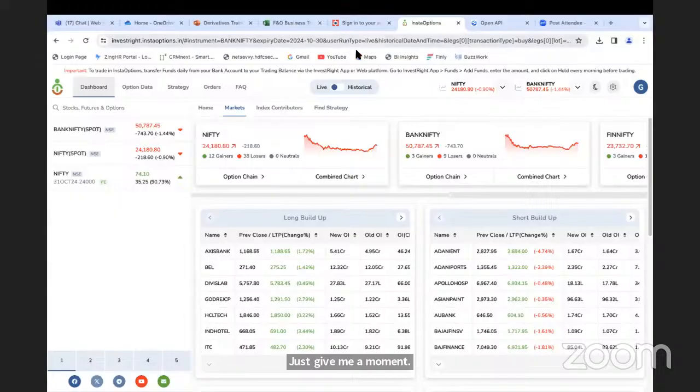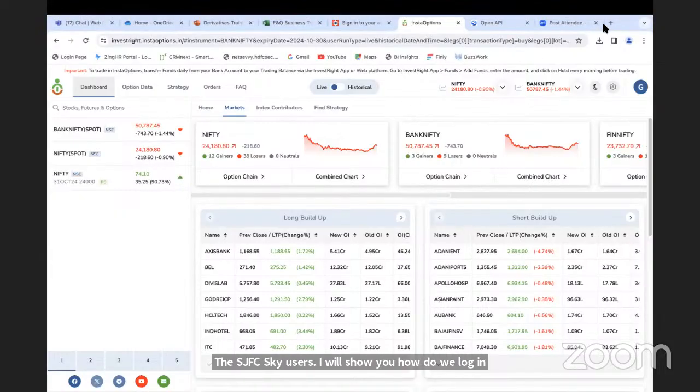So Insta Options is the web platform that we have integrated for all our users. This is completely free. Whatever orders you place through Insta Options will be visible in your mobile app and web terminal as well. This is available for all the InvestRight users as well as the HDFC Sky users. I will show you how we log in to Insta Options right here.